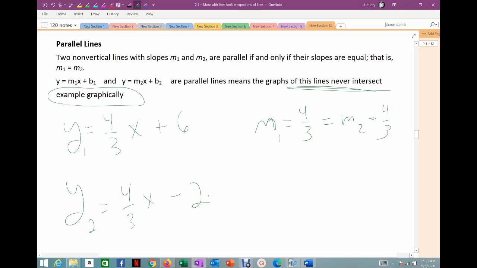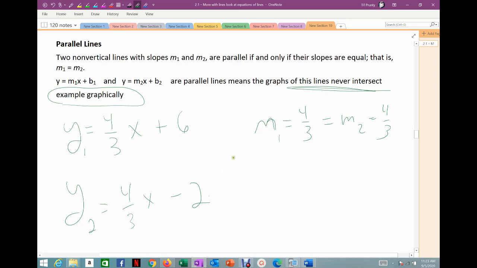And when we go to graph them, you'll see they're both increasing at the same speed. They're both moving up by 4/3 of a unit per change in x. So they never cross because they're moving at the same speed. Alright, moving up at the same speed in this case because they're positive.